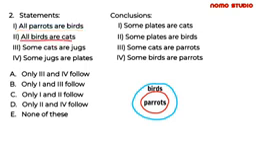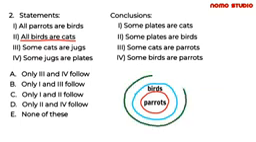Next, all birds are cats. So, this will be. Next, the third statement states that some cats are jugs. So, jugs and cats intersect with each other, since there are some cats that are jugs. It will be like this.